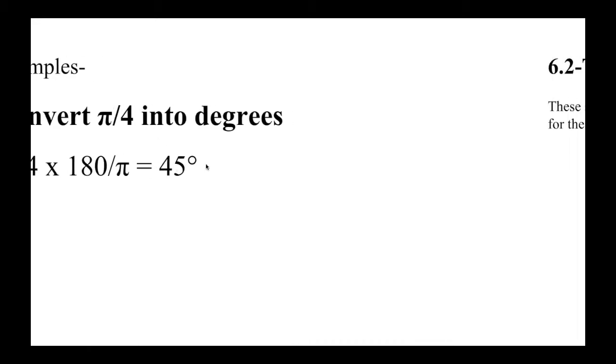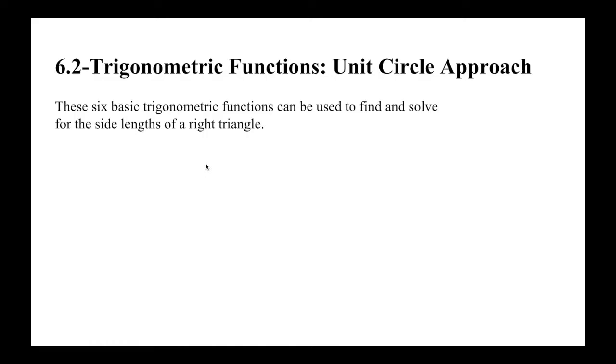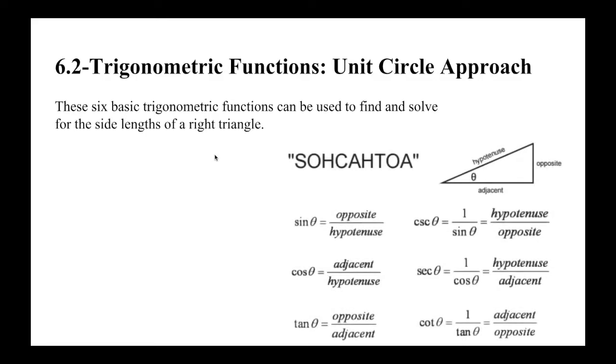These 6 basic trigonometric functions can be used to find and solve for the sides of a right triangle. We can remember them using the acronym SOHCAHTOA. Sine equals opposite over hypotenuse. Cosine equals adjacent over hypotenuse. Tangent equals opposite over adjacent.